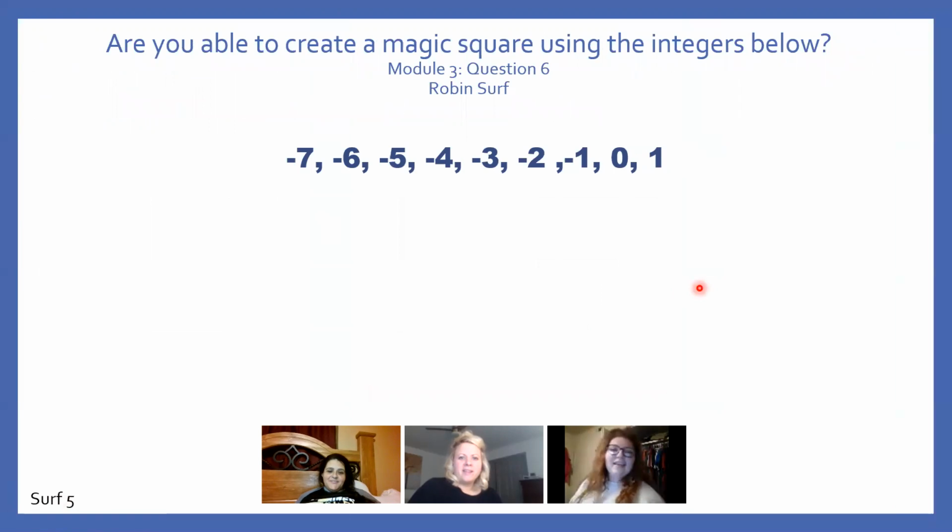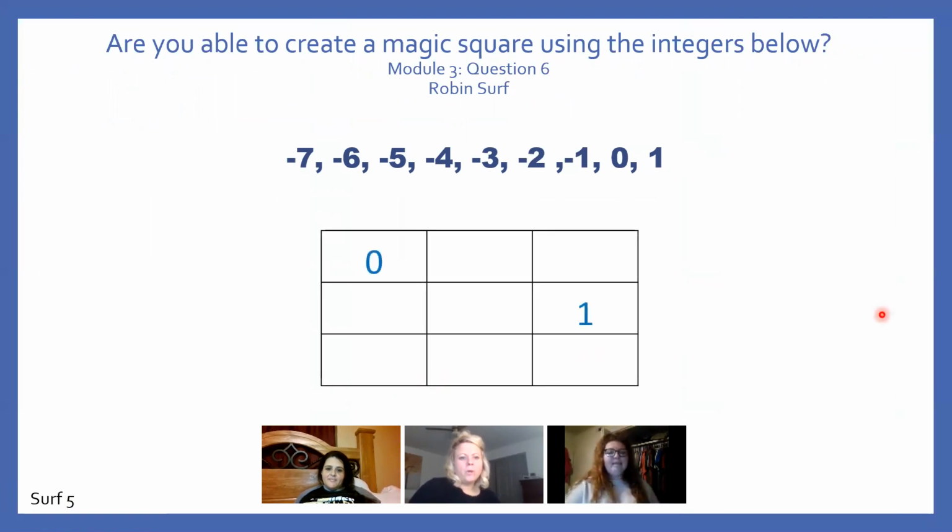All right. So Robin, are you able to create a magic square using the integers below? Well, what is the magic square? It is a square of numbers in rows and columns, in which each number is arranged so that the numbers in all the rows, columns, and the 2 diagonals have the same sum. So the good news is that they already supplied us with 2 of the answers. So the first thing we want to do is to find the sum of all of the given integers. So in our case, the answer is -27.